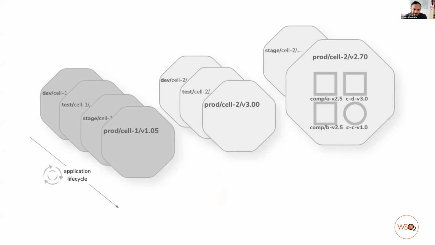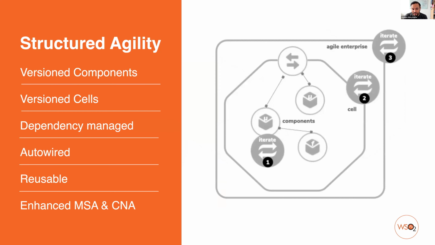In the life cycle of a cell, basically each cell contains a version, and each component contains a version as well. So this creates additional agility for us that I call structured agility, that you have the agility at the component level, you have the agility at the cell level, and you have the agility at the enterprise level. So that way you have better flexibility and agility of your environment as well.